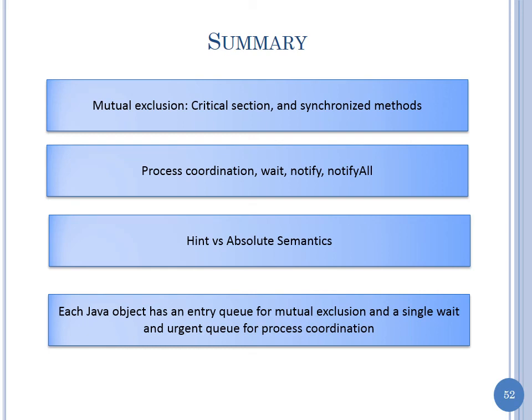So it has an entry queue for mutual exclusion and a single wait queue for process coordination, just one queue, and this wait queue is associated with an urgent queue also, which can be thought of as the front of the entry queue. Because you don't put things in the front of a queue, that's not a queue any longer. So think of that conceptually as an urgent queue.